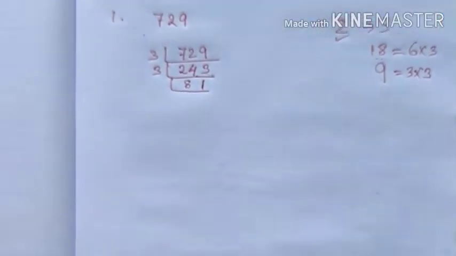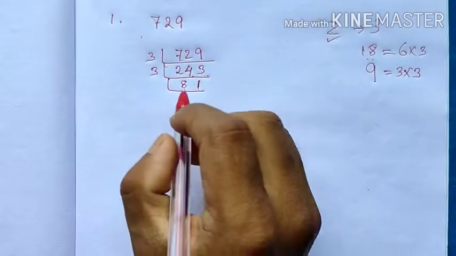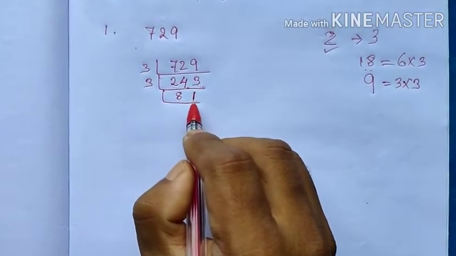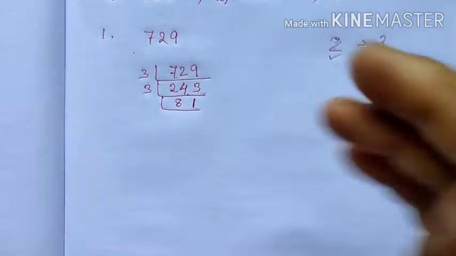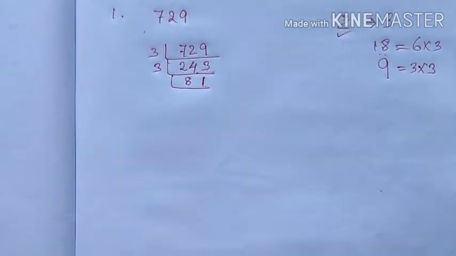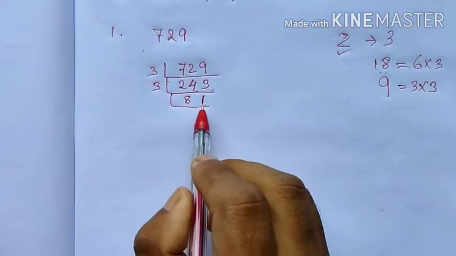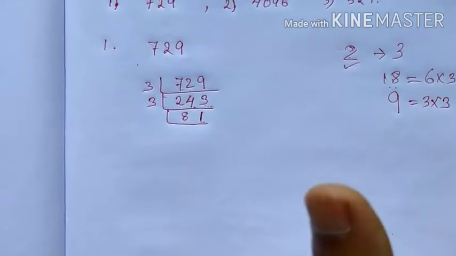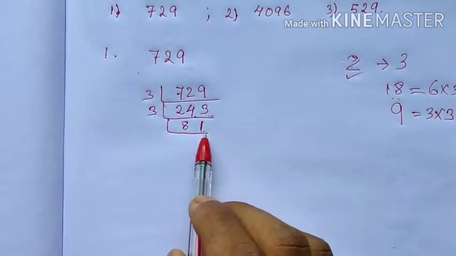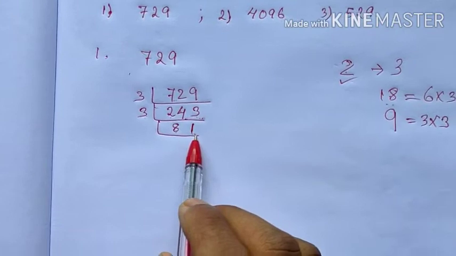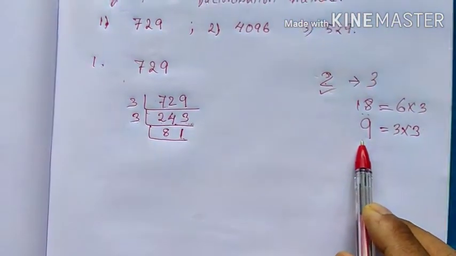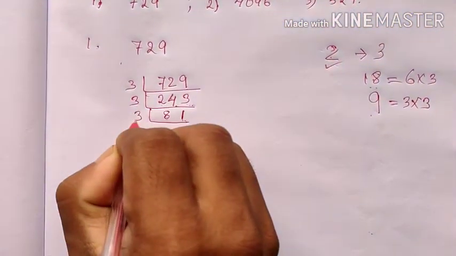Now again we have to look for the next prime factor. If I look carefully, this number is an odd number, so it is not divisible by 2. Now let us look for the next prime number, which is 3 again. To check the divisibility by 3, again we add the digits. So 8 plus 1, how much will it give me? 8 plus 1 is again 9, and 9 is divisible by 3, right? So we will write here again 3.